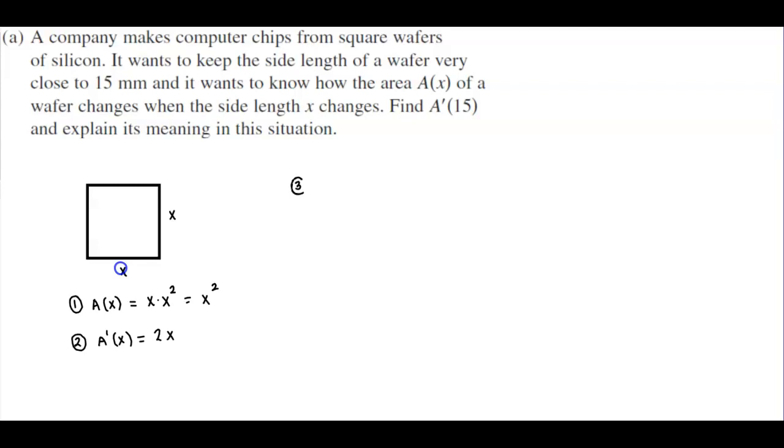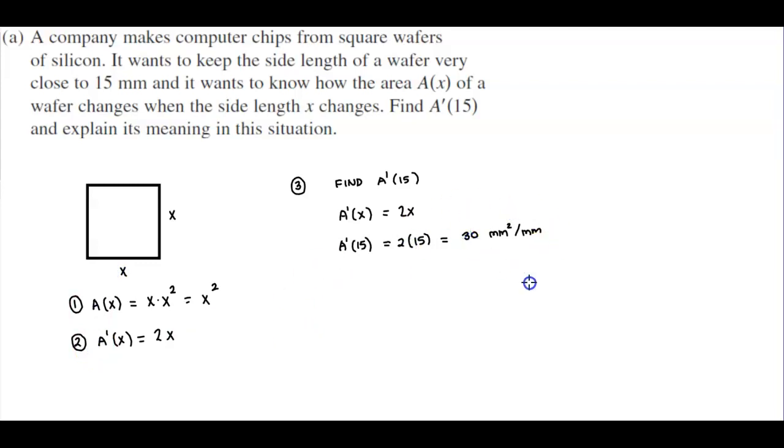So in step number 3, we want to find A prime of 15. If we plug that in, we know that A prime of x is equal to 2x. So we want to find A prime of 15. That's equal to 2 times 15, which is equal to 30 millimeters squared per millimeter. So this is what we get for our result.